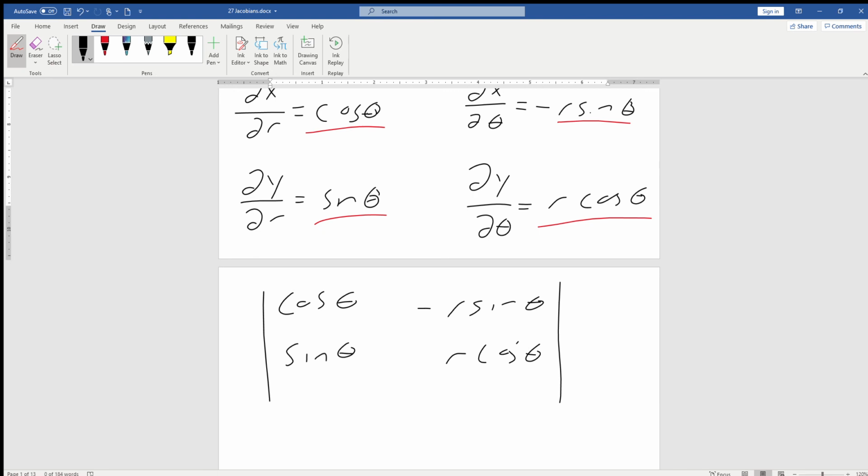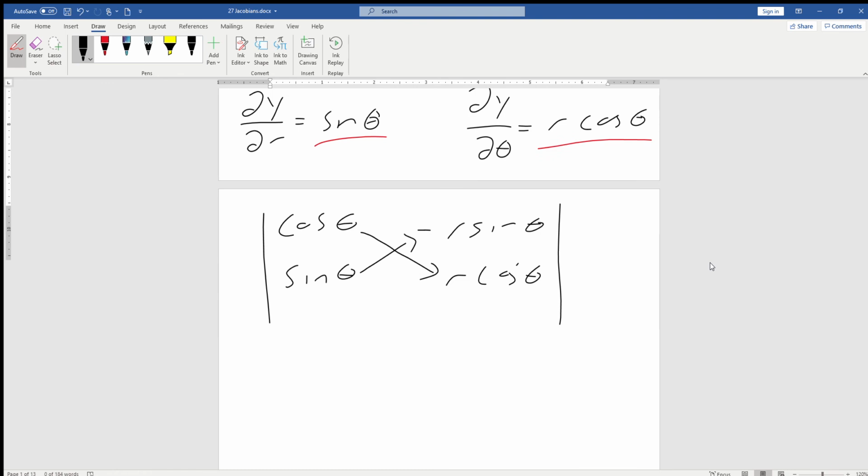And recall, to be able to evaluate a 2 by 2 determinant, all you do is you multiply down, you multiply up, and then subtract. So we're going to wind up with cos theta times r cos theta. So I'll just write it out the first time. So r cos theta minus a negative r sine theta times sine theta.